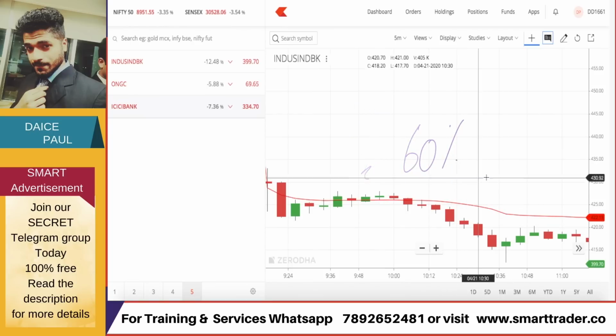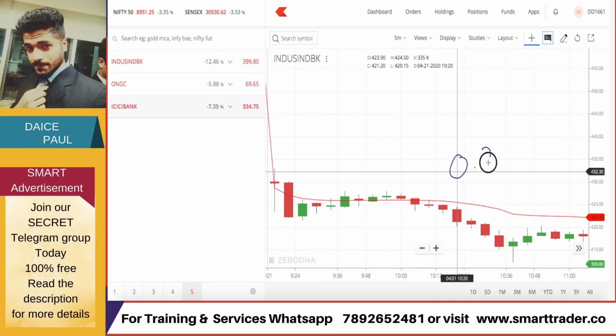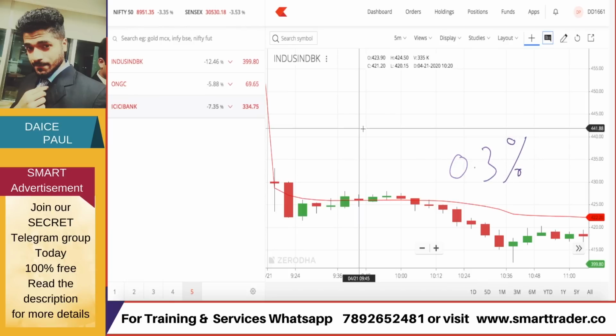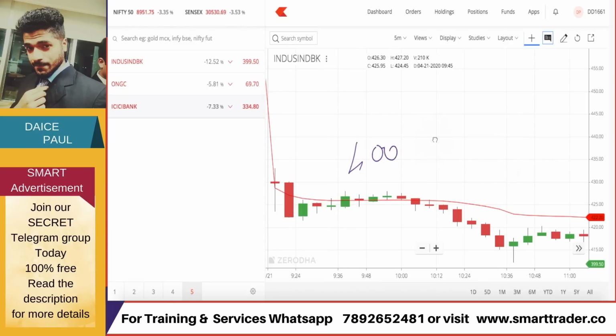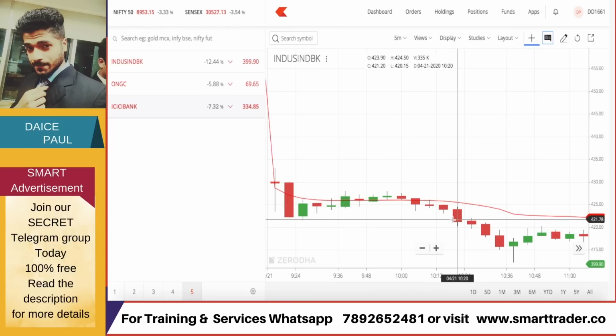Just an example. Now a beginner, let's say he would have booked this target at 0.3 percentage. So 0.3 percentage of a stock price of 400 rupees is how much? It is nothing but 1 rupee 20 paisa, that will be the target. So if he is selling around this price, 423, from there 1 rupee 20 paisa, somewhere around 421.80, somewhere here. All right, so you're booking your profit here for 0.3%.